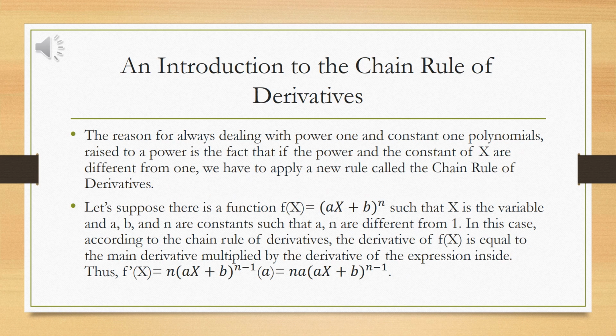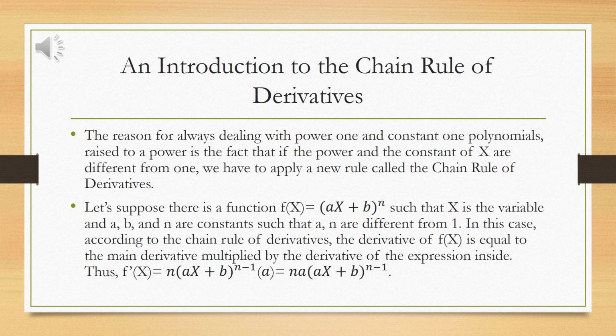The reason for always dealing with power 1 and constant 1 polynomials raised to a power is the fact that if the power and the constant of x are different from 1, we have to apply a new rule called the chain rule of derivatives.